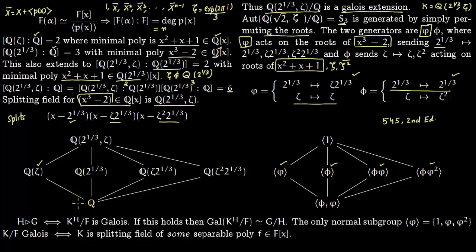So for example, taking F as the rationals and K as this, we have a separable polynomial x squared plus x plus 1. So this extension is Galois, and the degree of this extension is 2 because 2 is the degree of this polynomial here, and this is an irreducible polynomial over the rationals. So this is fine.